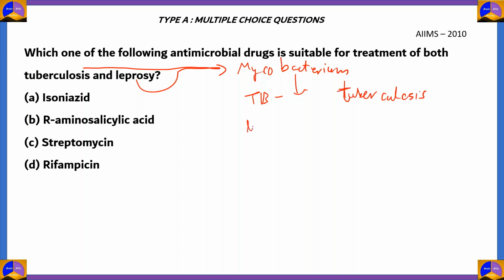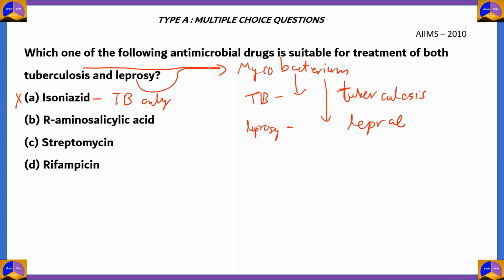And for leprosy, it will be Mycobacterium leprae. So we need to find out which of these affects the Mycobacterium genus. So let's look at each of our options. Option A, isoniazid. Now, isoniazid is an effective drug for TB only. So option A is incorrect.